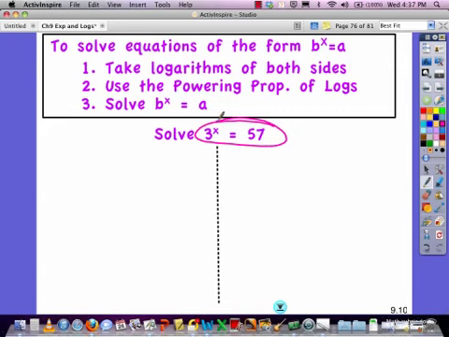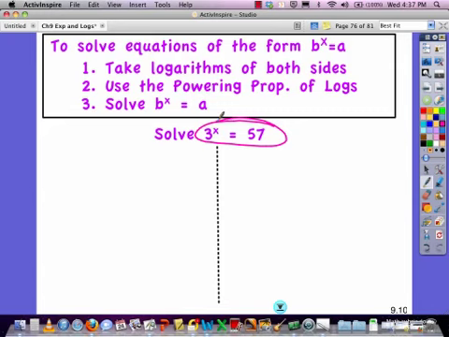3 to the first, 3 to the second, not big enough. 3 to the third is 27. 3 to the fourth is 81. So I know that my exponent here has to be between 3 and 4. But I don't want to have to figure that out by hand. We can't just hit a log button or anything like that. So here is what we need to do.